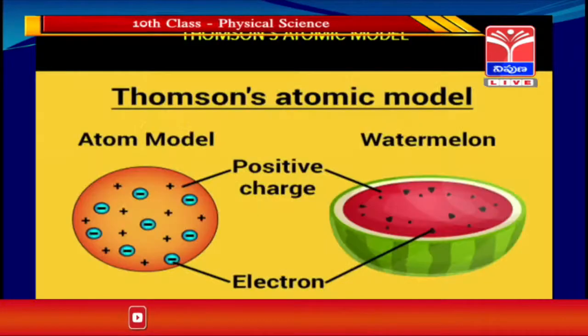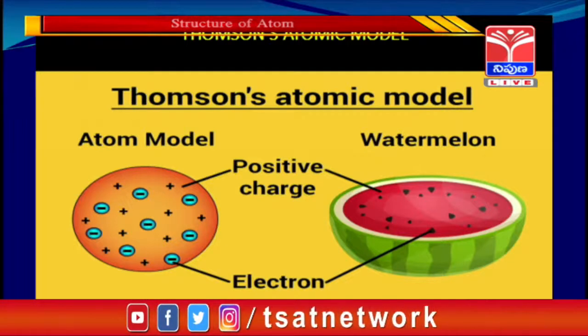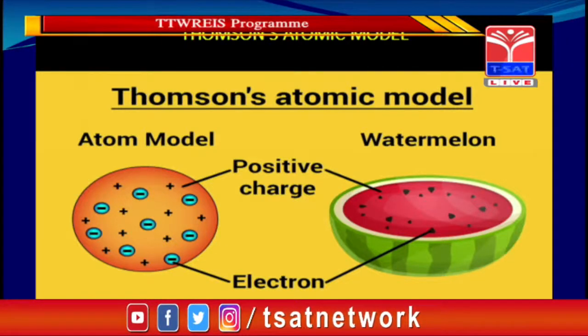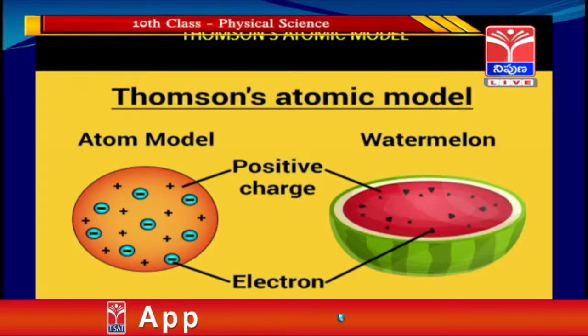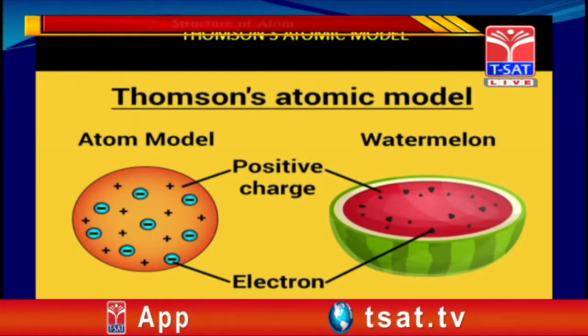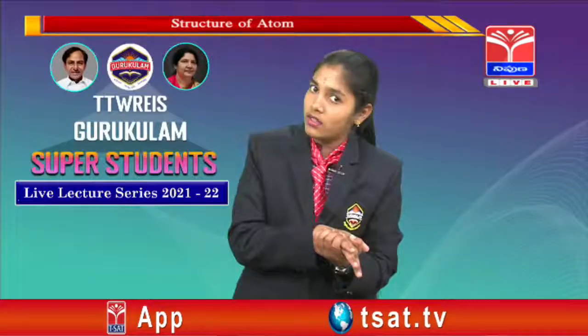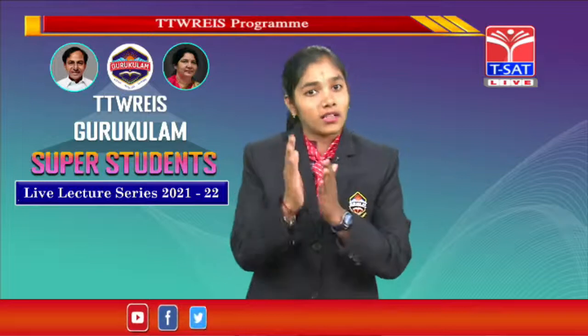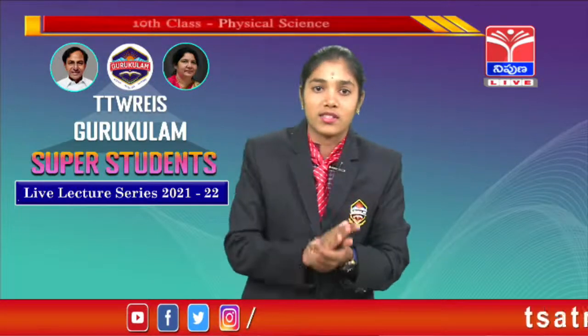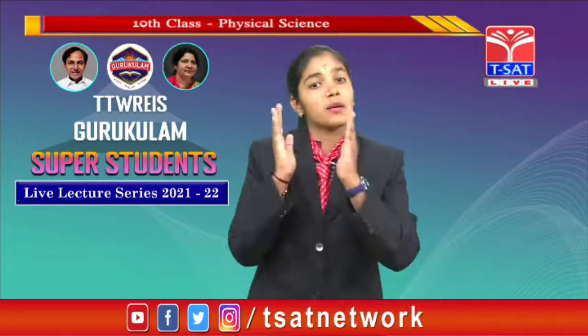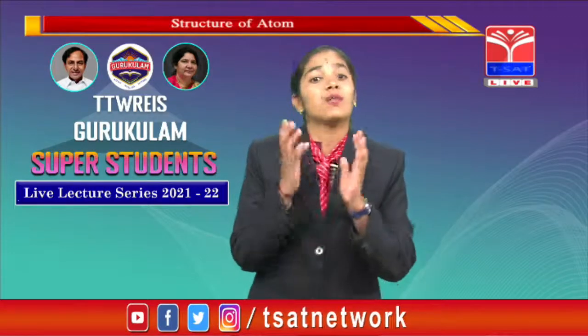So friends, now we discuss the J.J. Thomson atomic model. The J.J. Thomson atomic model was given by the scientist Thomson, and he explained the two fundamental particles, they are proton and electron. And he also explained how electrons are arranged within an atom. And he did an activity using a watermelon.